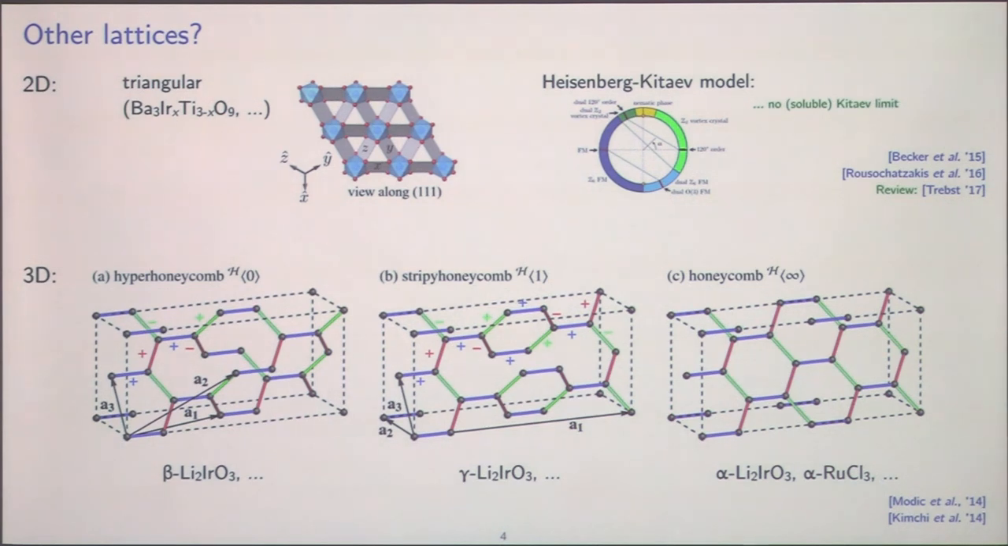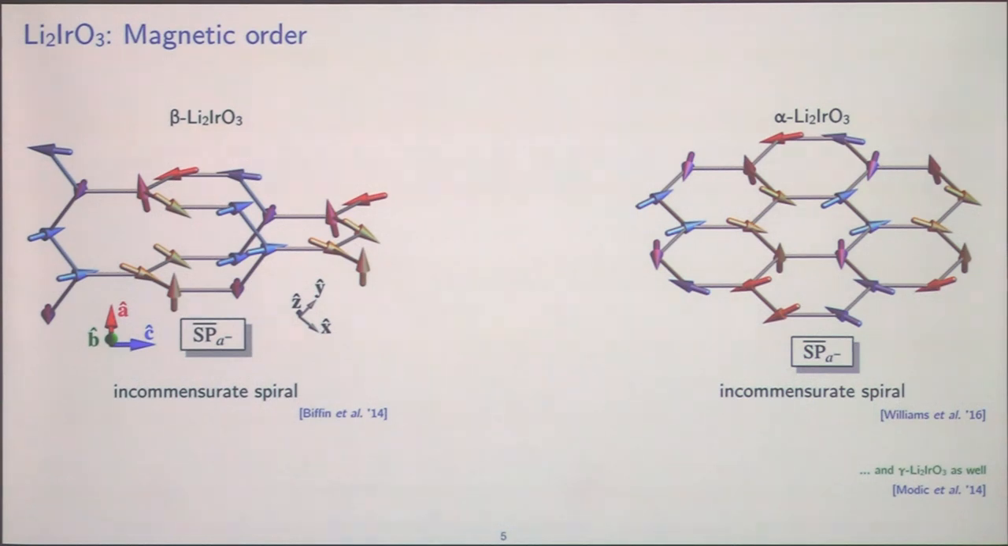And at least for these three situations plotted here, we also know of material realizations, Mott insulators, that crystallize in these lattices. The main examples here are the different polytypes of lithium iridate. While alpha ruthenium trichloride is a layered planar honeycomb material, alpha lithium iridate has the same structure, but the beta and the gamma polytypes crystallize in the hyper-honeycomb and stripy honeycomb structures. While alpha ruthenium trichloride has the so-called zigzag ground state, these lithium iridate compounds typically have some incommensurate spiral order. And here's a plot of these spin configurations.